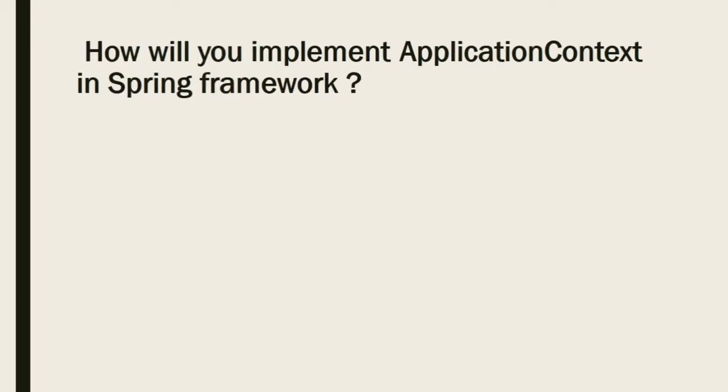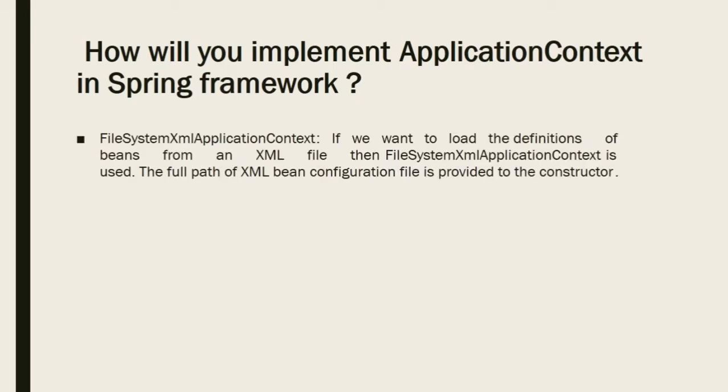So, how will you implement application context in Spring framework? Application context in Spring can be implemented in one of the following 3 ways. 1. File system XML application context. If we want to load the definitions of beans from an XML file, then file system XML application context is used. The full path of XML bean configuration file is provided to the constructor.